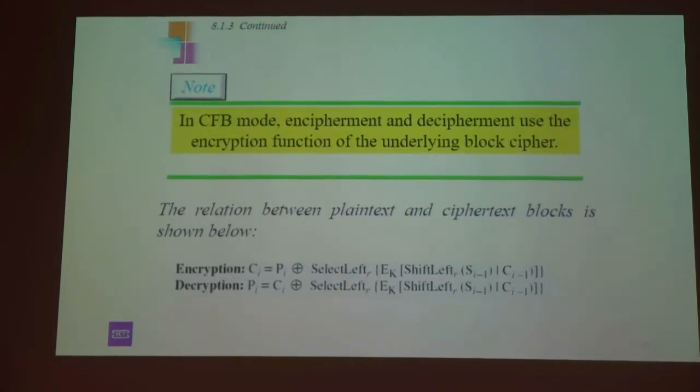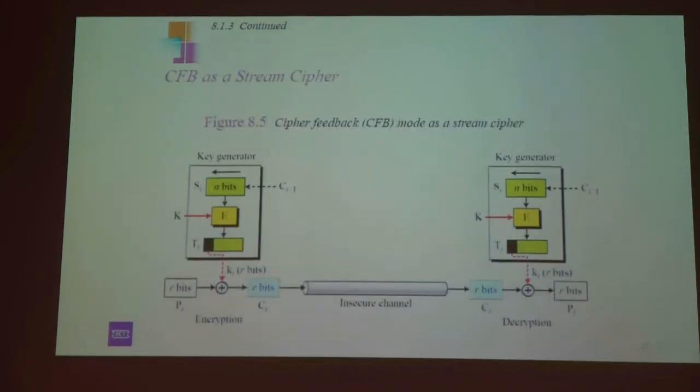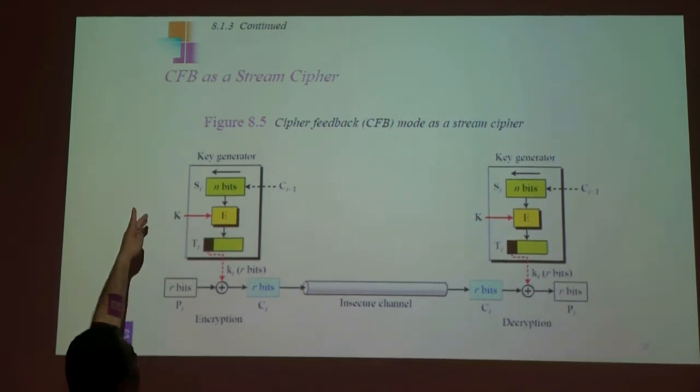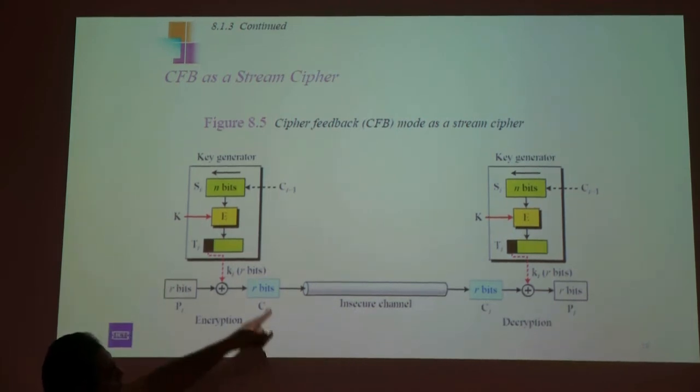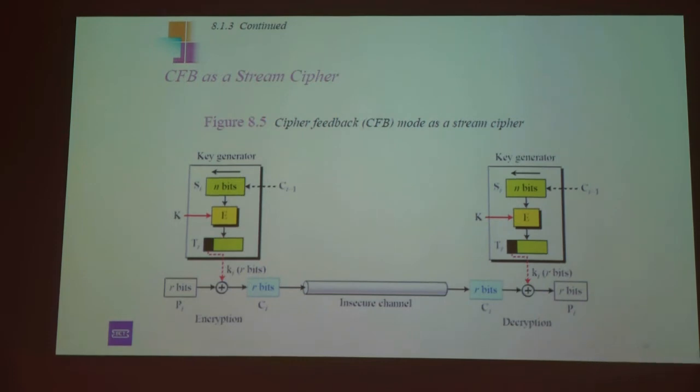Alright, so in CFB mode, encipherment and decipherment use the encryption function for the whole process. So that's exactly what will happen. Cipher feedback mode in a stream cipher. So it's used for stream ciphers, as you see in here. You start with the shift register, start with IV and encryption, the data keeps going, and the decryption.